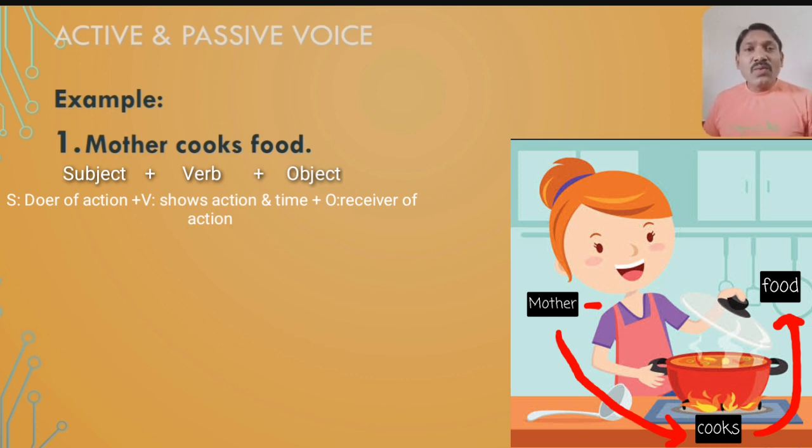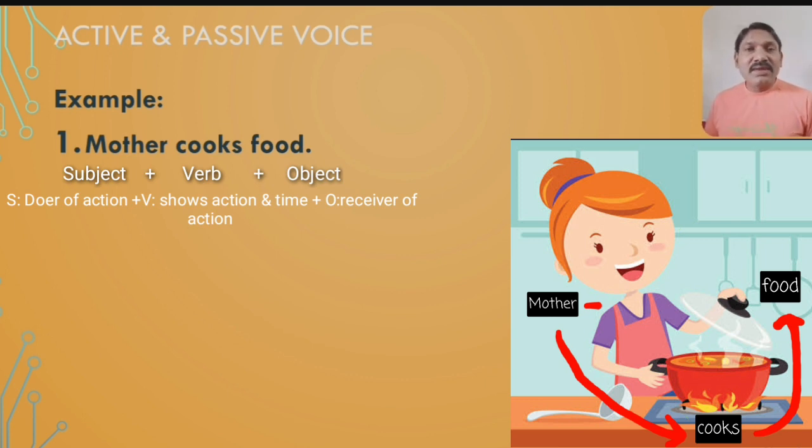Okay, now what is being cooked, student? So food is being cooked. So here food is the object. Okay, and what is an object, student? The thing which receives the action. So the action of cooking is received by the food here. So food is the object. Okay, student, so clearly you can understand now: mother is the subject, cook is the verb, and food is the object here.